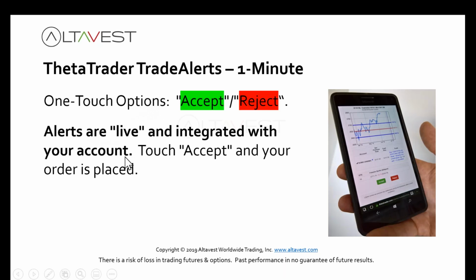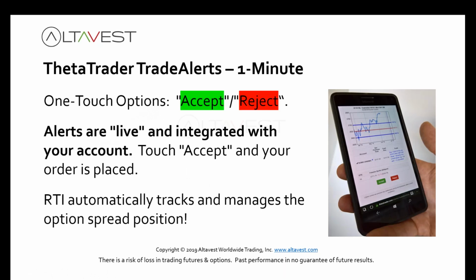Anyway, so these alerts are live and they're integrated with your trading account. So you receive a trade alert and you simply touch accept and the order is placed for you. And then you saw how Theta Trader and the RTI can automatically track and then manage that option position for you if that's what you want.